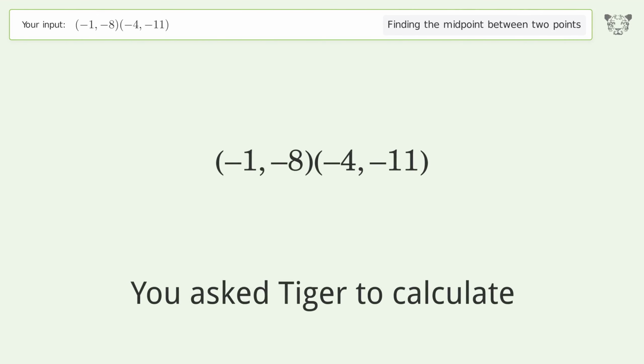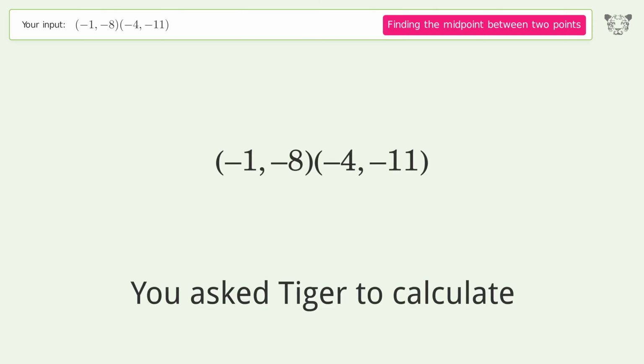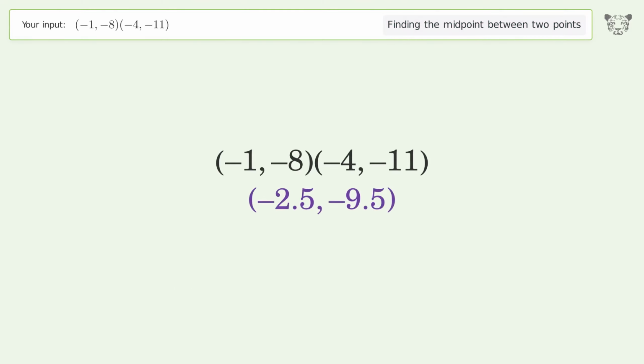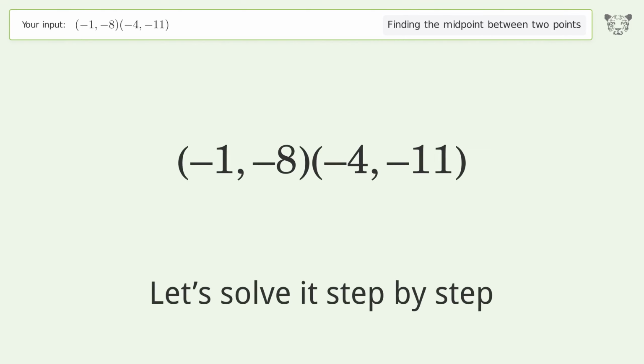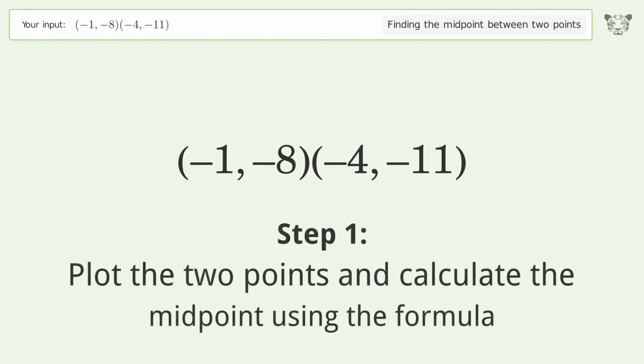You ask Tiger to calculate. This deals with finding the midpoint between 2 points. The midpoint between the 2 points is -2.5, -9.5. Let's solve it step by step. Plot the 2 points and calculate the midpoint using the formula.